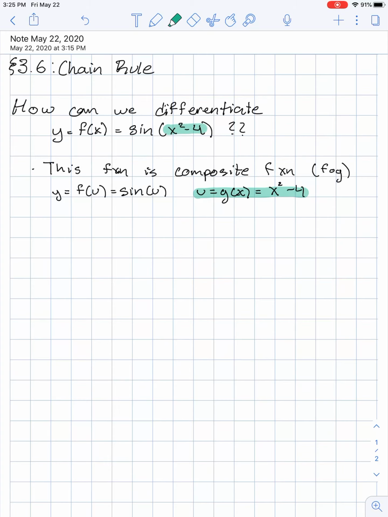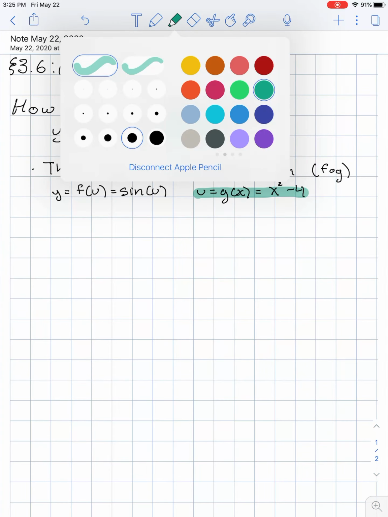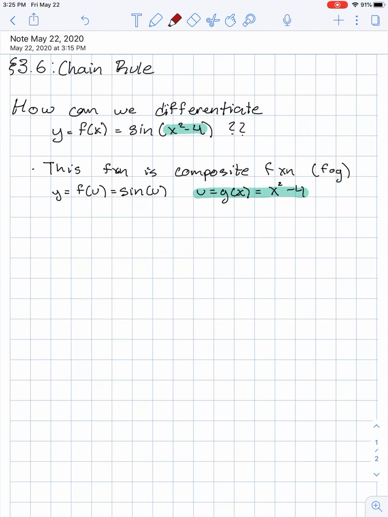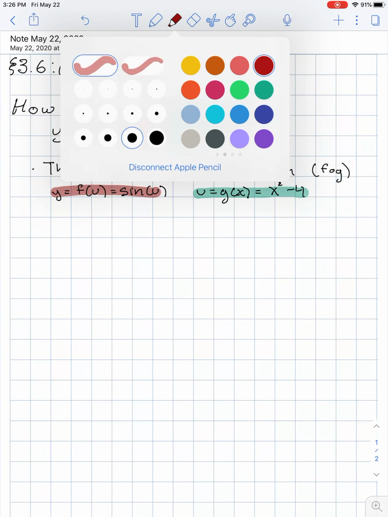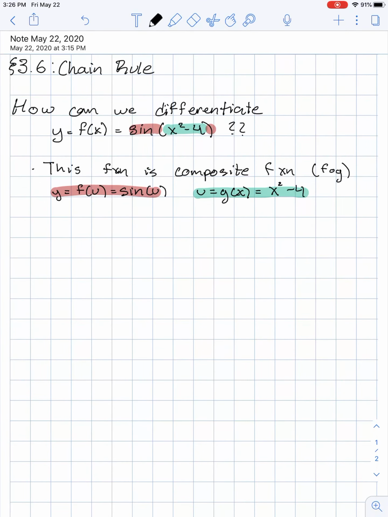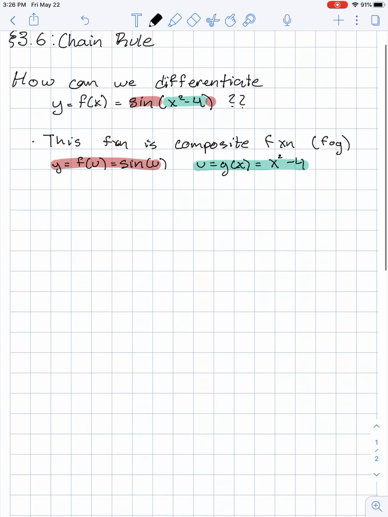I think of green when I think of g. So g of x here is going to be this inside function, where f of x is going to be this little sine function, and that last little parenthesis too. Alrighty. Wow, I love those colors. Cool.